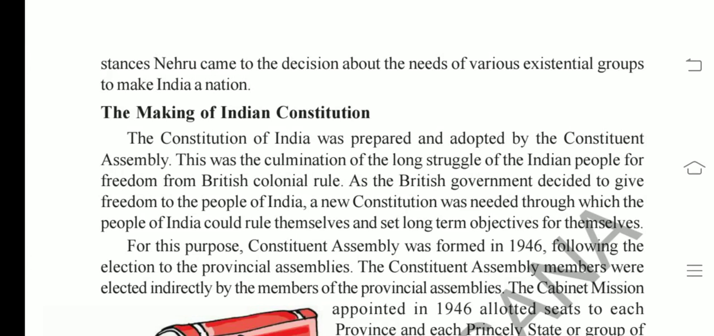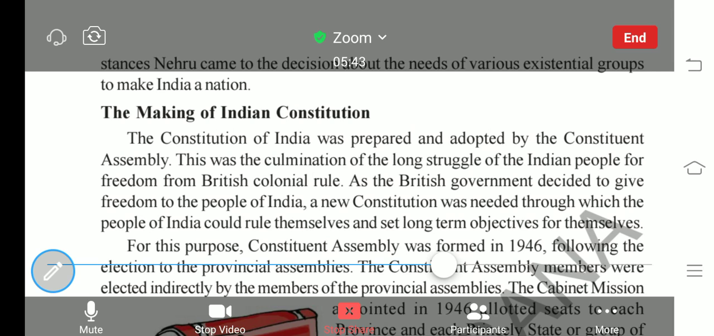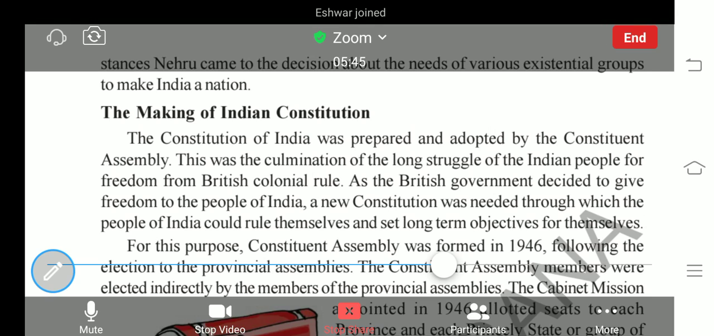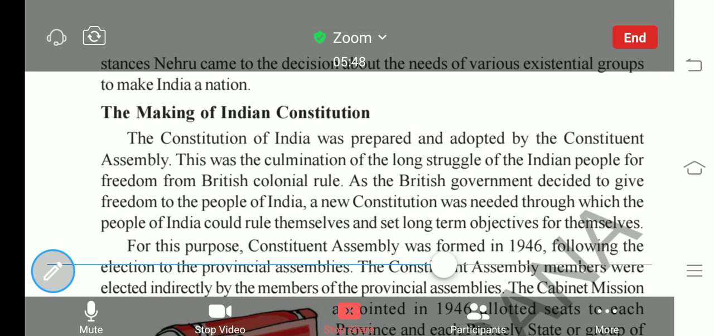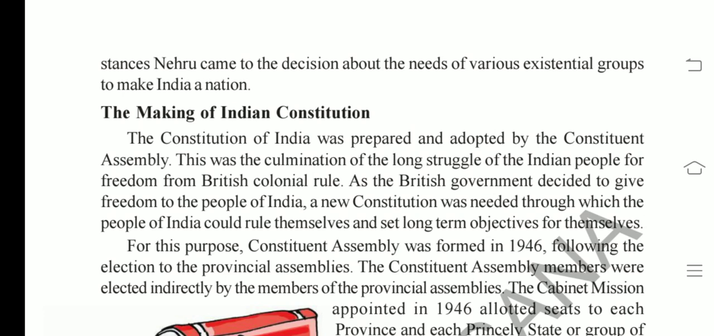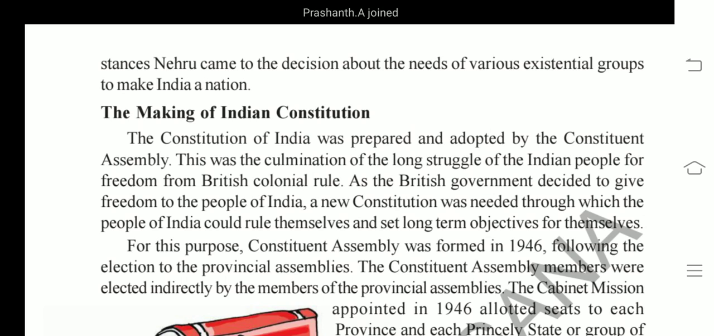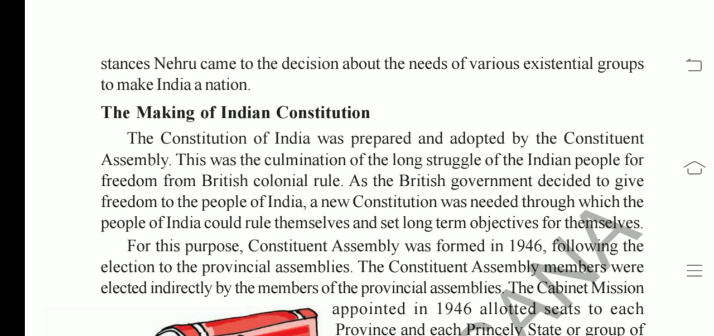Okay, right now we will look at the making of the Indian Constitution. Just moving a few steps back from last class, the Constituent Assembly is a body of representatives to prepare the Constitution of India.